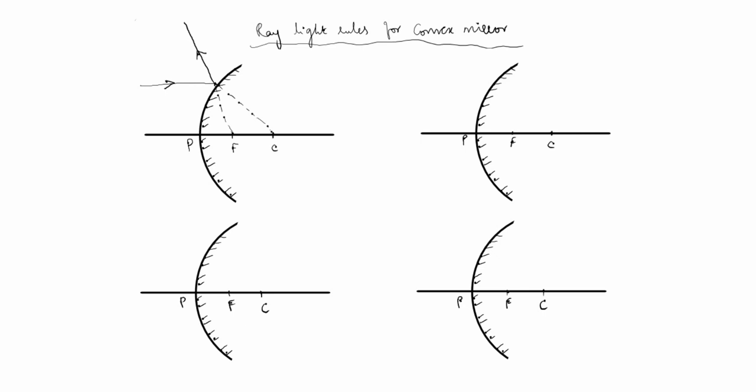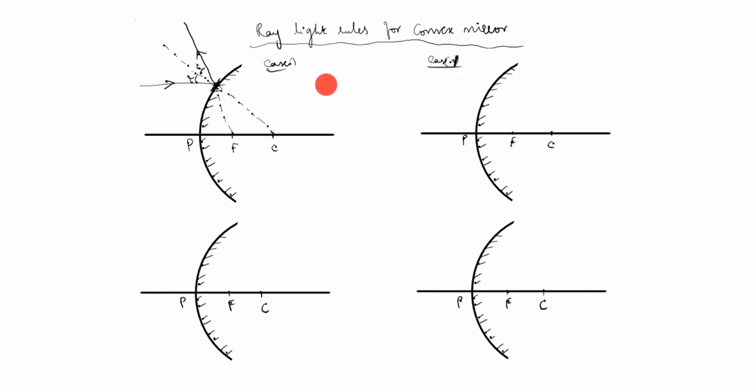So this touches the mirror. This is a curved mirror, right? So they follow the laws of reflection. So you have to draw the dotted line and join it with the center of curvature. This is I. This is R. This is case 1. Case 2 is a ray directed towards its principal axis for the convex mirror.